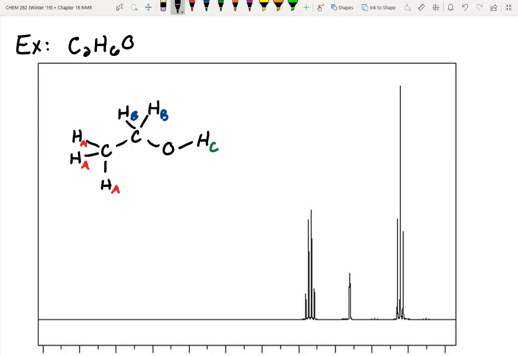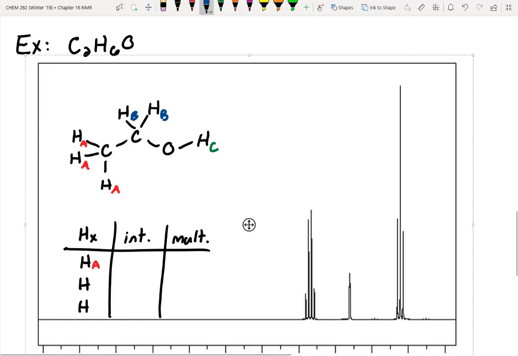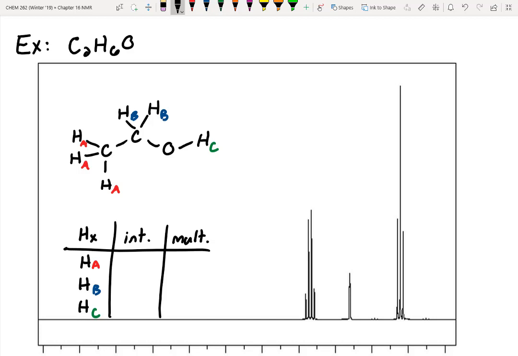If we were to go through and make a little chart, we could do kind of what we did the other day. We could do HX in one column, integration in the other column, and then we could call this the multiplicity or the splitting pattern that we expect. We know that we've got HA, which is different from HB, which is different from HC. We know that the protons making up HA, HB and HC are a relative area of 3 to 2 to 1.